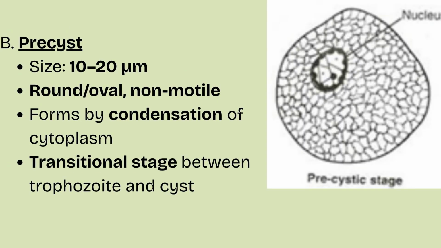The precyst stage develops when trophozoites begin preparing to live outside the host. It measures 10 to 20 micrometers in size, and these forms are smaller, round or oval in shape and non-motile. It is formed by the condensation of cytoplasm and serves as a transitional stage between trophozoite and cyst.